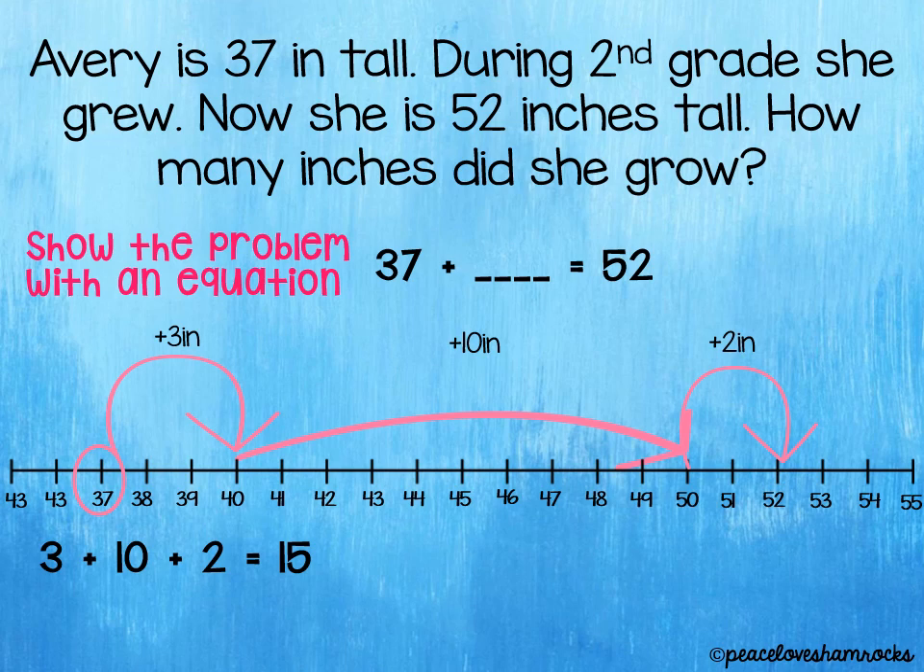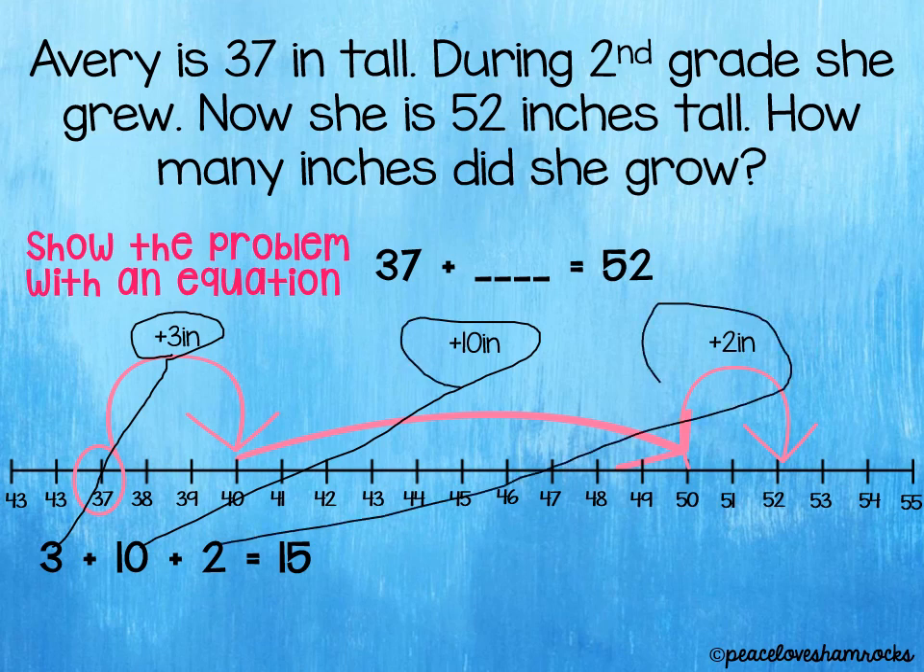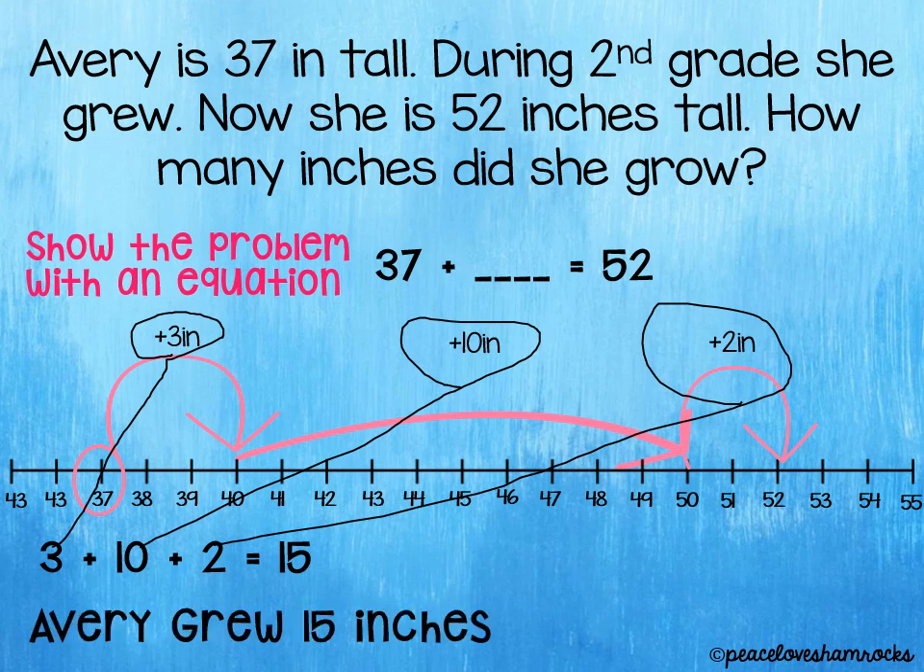So now I'm going to add all of those up. My 3 inches, my 10 inches, and my 2 inches. And I get 15, which means that during second grade, Avery grew 15 inches.